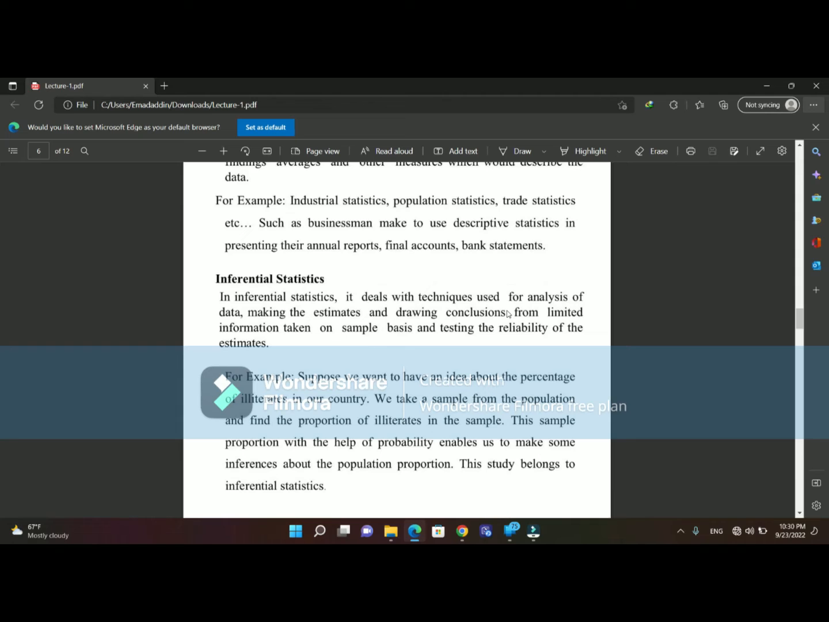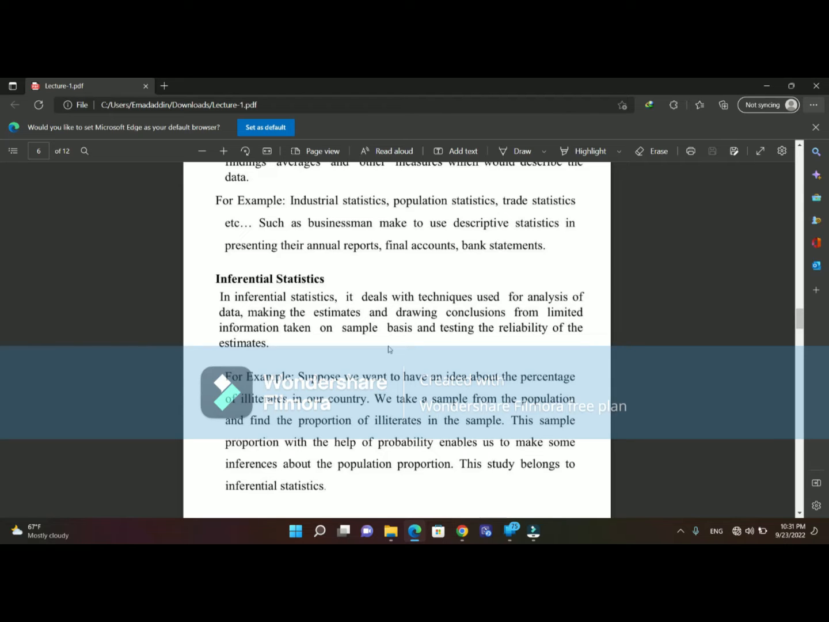The next one is inferential statistics. Inferential statistics deals with the techniques used for analysis of data, making estimates and drawing conclusions from limited information taken on sample pieces, and testing the reliability of the estimates.